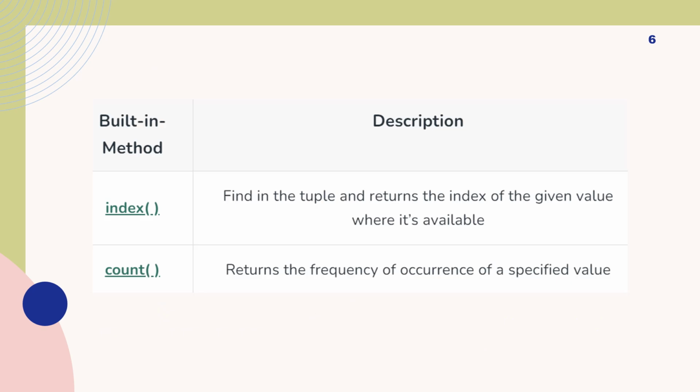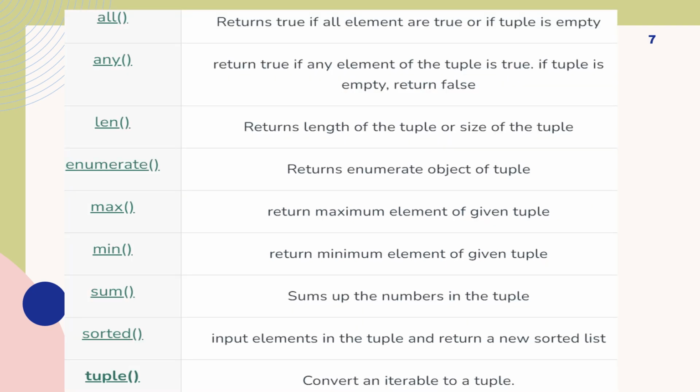So here we'll discuss more built-in functions. We have index and count. What happens with index in a tuple is that it returns the index of the given value when it is available. And count returns the frequency of occurrence of a specified value. And like this, we have many other functions. All returns true if all the elements are true, or if the tuple is empty. Any returns true if any element of the tuple is true. If the tuple is empty, it will return false.